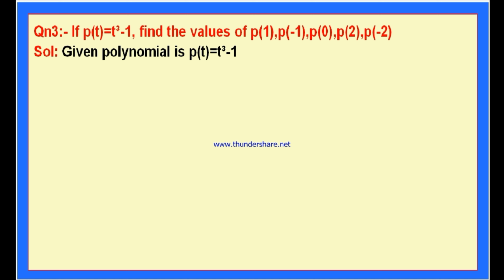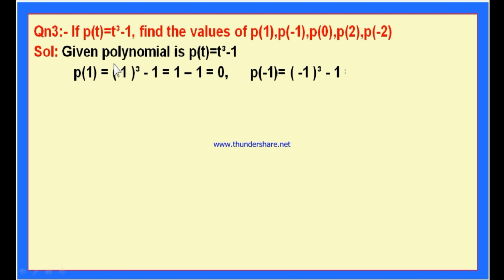Now we have to find p of 1. In the place of t you substitute 1. Therefore in the RHS also, in the place of t you substitute 1. Then 1 cube, t means 1 now. That is 1 cube minus 1. 1 cube is 1, minus 1, 1 minus 1 is 0. Next p of minus 1. In the place of t now you substitute minus 1.